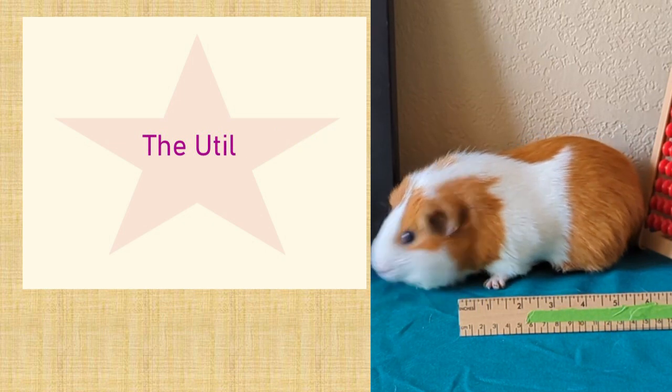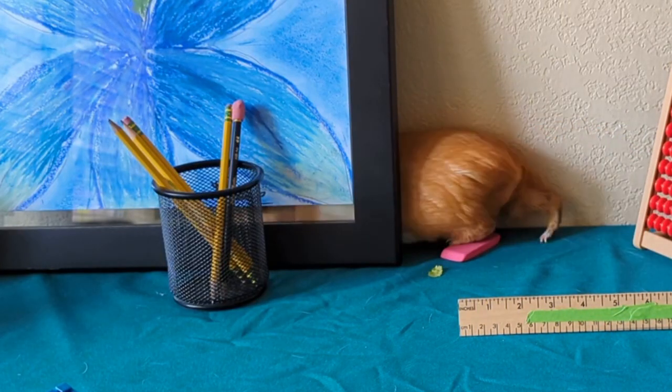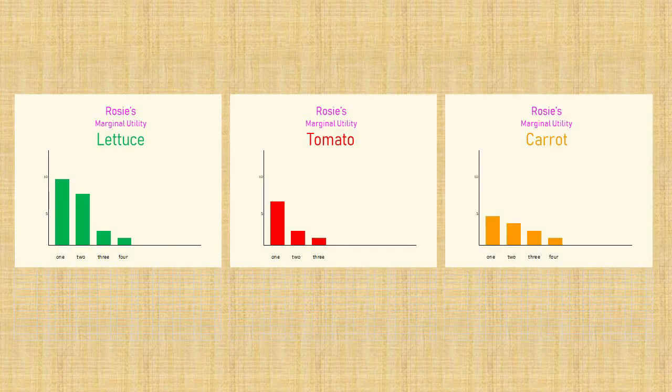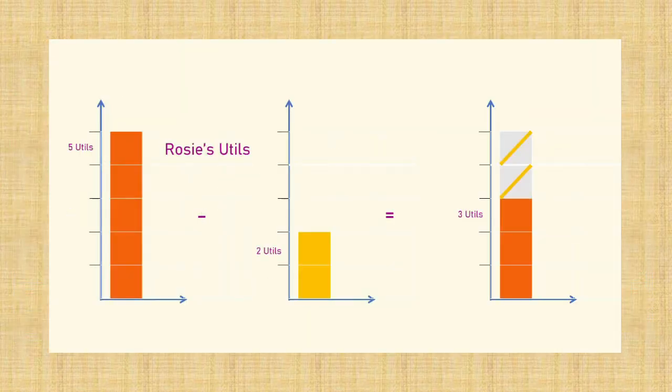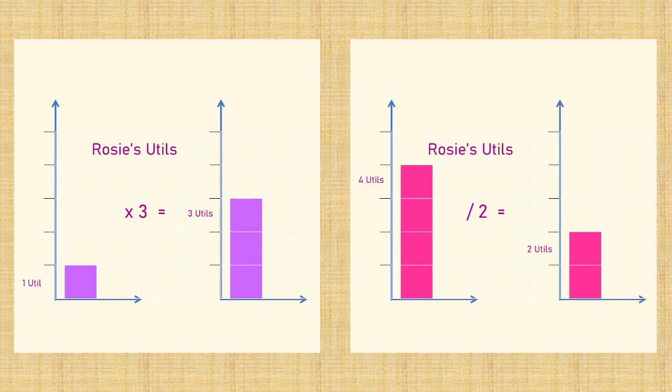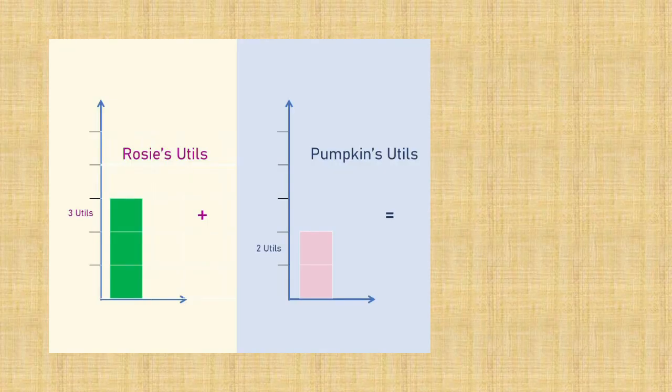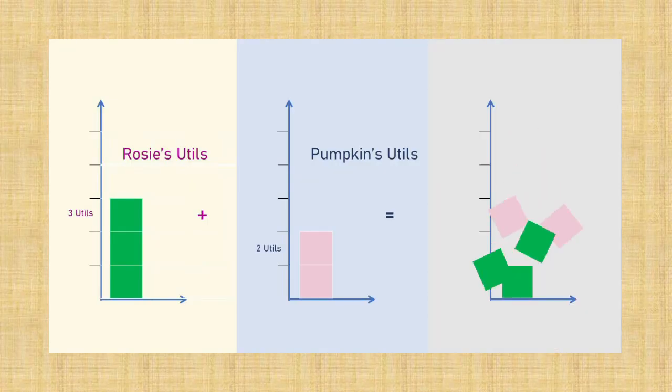The important thing to remember about utils is that they are only valid for one person at a time. We can look at the utils one person gets from different things. We can add and subtract and multiply and divide these utils if we are sticking with that same one person. But just like the guinea pig cage panels, we cannot mix and match one person's utils with somebody else's utils. We won't get anything meaningful out of that.